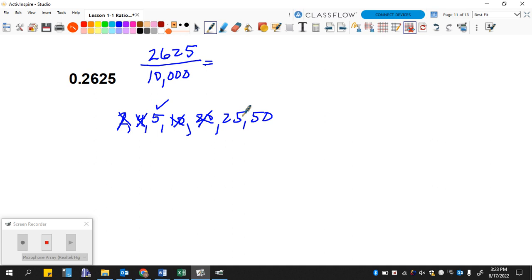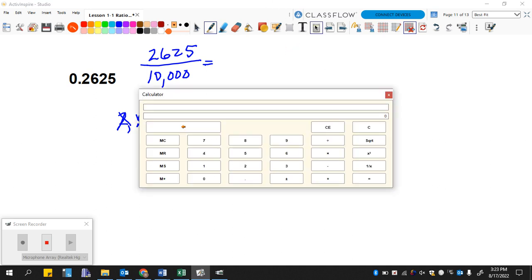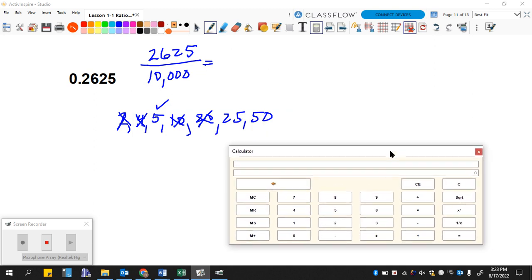Let's see here. We might have to use a calculator. So 2625 divided by 25 gives us 105. Yeah, so 25 does. And 50 does not. So we're going to divide by 25, divide by 25.